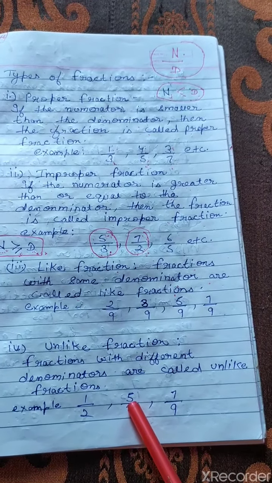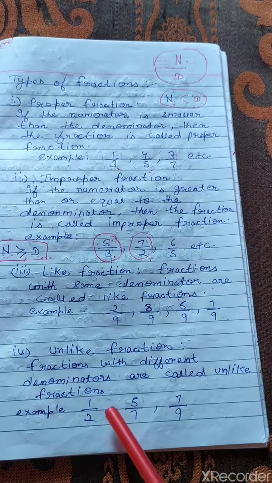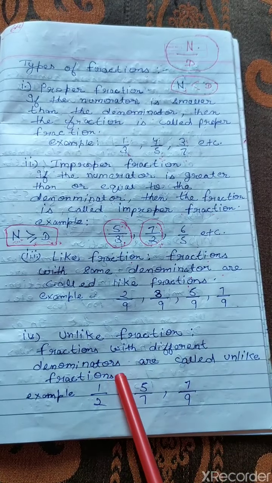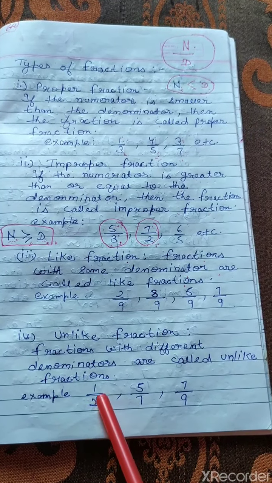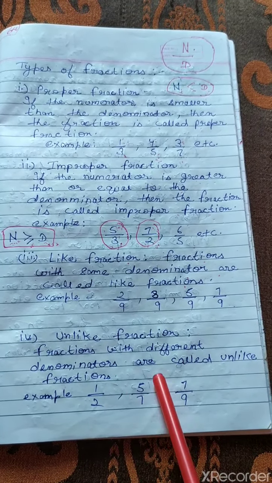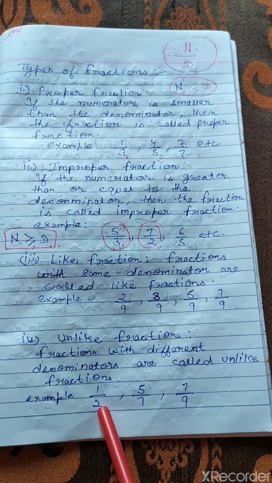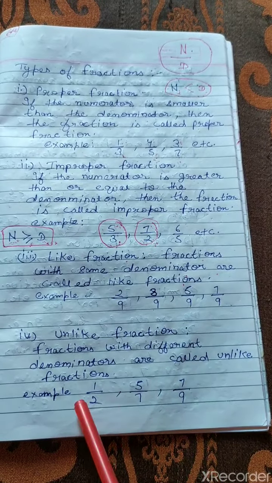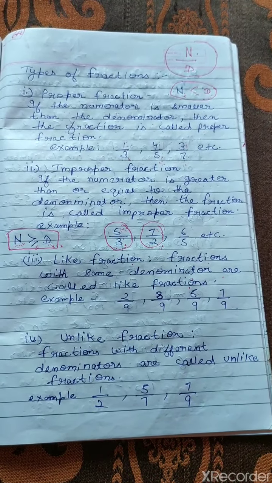Just the opposite are unlike fractions. In unlike fractions the denominators are different. Fractions with different denominators are called unlike fractions. For example, 1 by 2, 5 by 7, 7 by 9. Here the denominator is 2, here it is 7, and here it is 9. All the denominators are different, so they are unlike fractions.